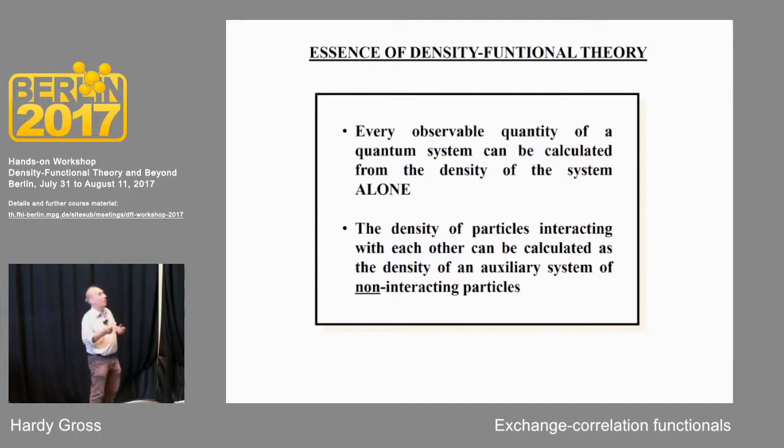Now let's focus on DFT, and so here's a summary of DFT in two statements. The first statement is that the density is enough, at least in principle, to calculate every observable quantity of a quantum system. This, for the ground state density, is the Hohenberg-Kohn theorem. And, well, this theorem alone is nice.